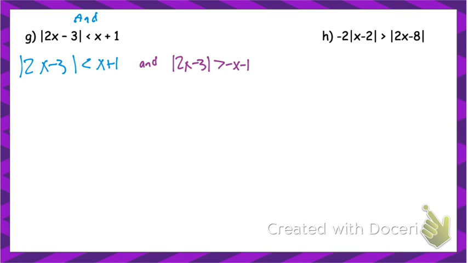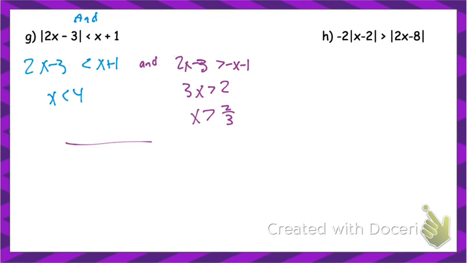And I should probably just go ahead and take off my absolute values. Apologize, step ahead. All right, so let's go ahead and work this one out. So I've got 2x minus 3 is less than x plus 1. So x is less than 4. And 3x is greater than 2, so x is greater than 2/3.